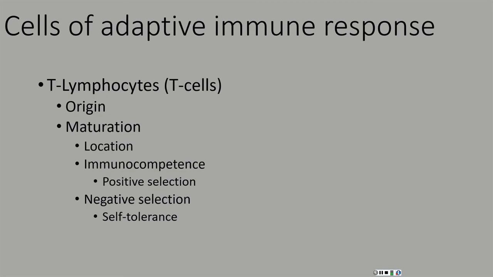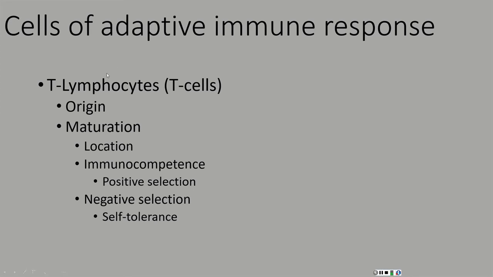So let's talk about some of the cells that are involved in the adaptive immune response. We're going to talk a lot about lymphocytes. Remember lymphocytes from back when we were talking about the white blood cells in the first chapter? And we also talked about natural killer cells in the innate part of the immune system. Natural killer cells were a type of lymphocyte. Well, now we're going to look at some other types of lymphocytes.